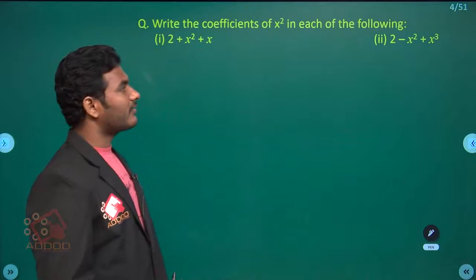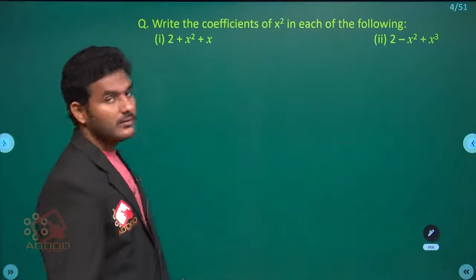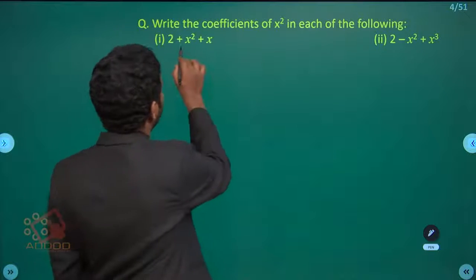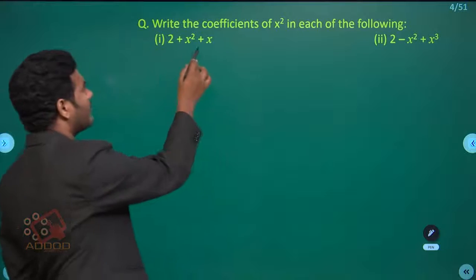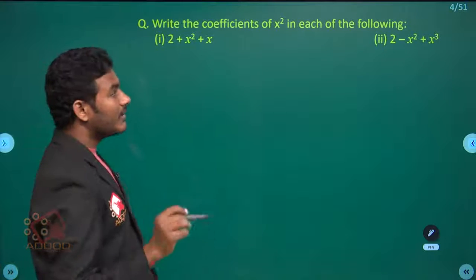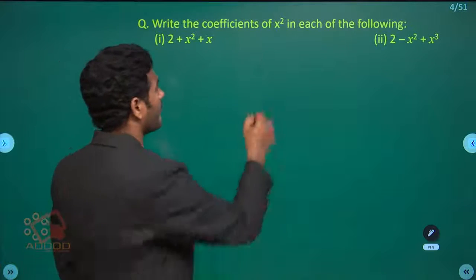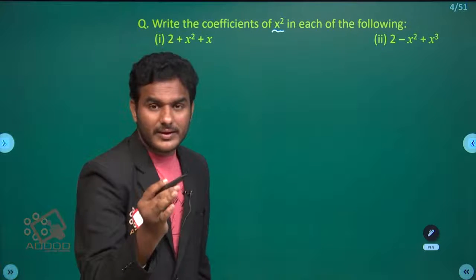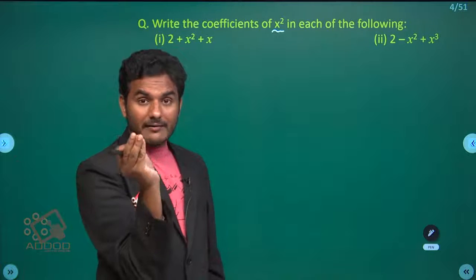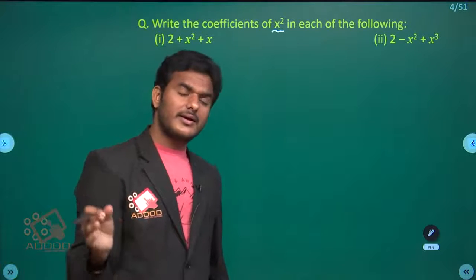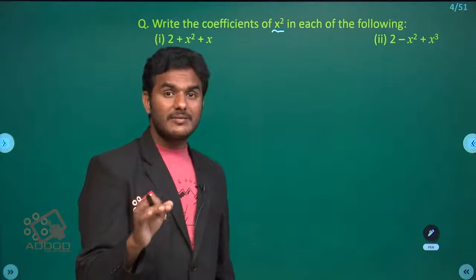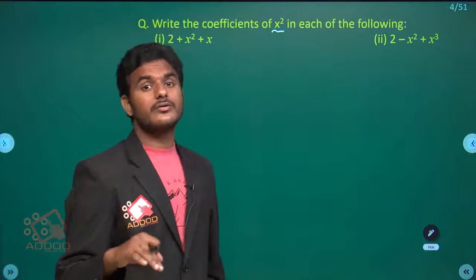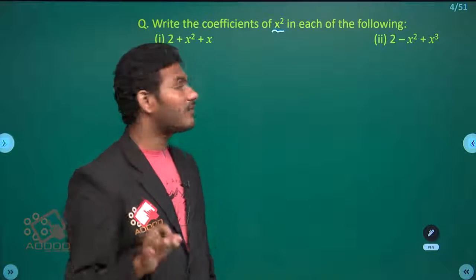Write the coefficient of x square in each of the following cases. Now this is the one polynomial. So this polynomial is 2 plus x square plus x. Here we need to write the x square coefficient. X square coefficient, except x square, the numbers, everything which is multiplied to the x square term, all those come under the coefficient of x square only.